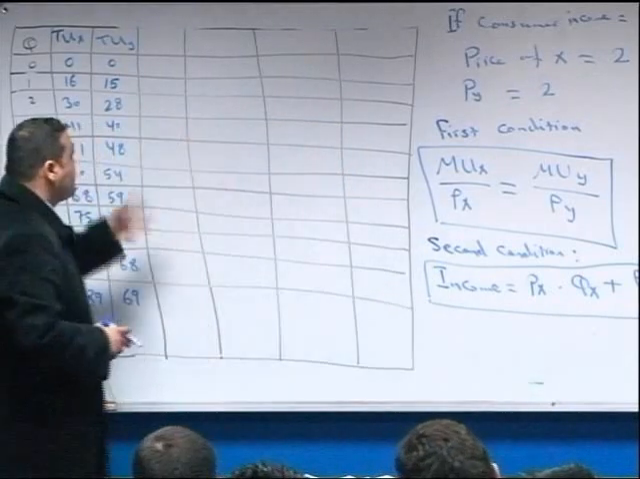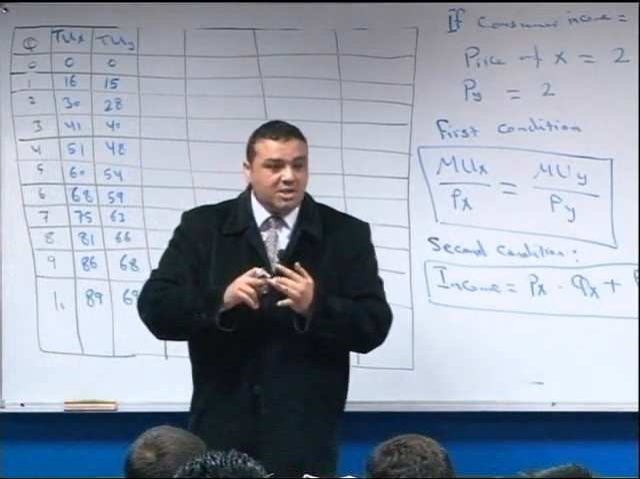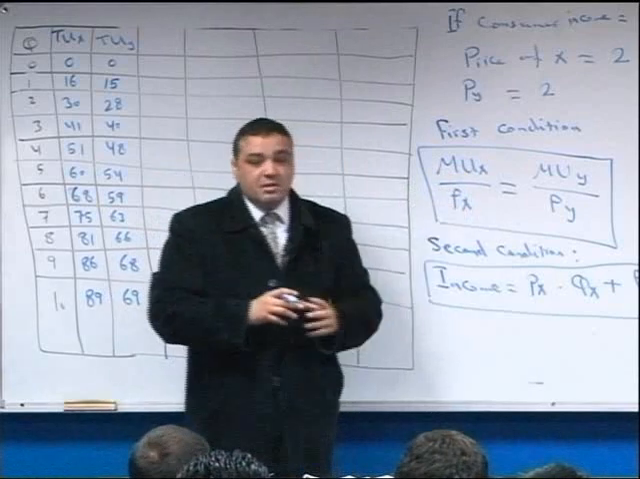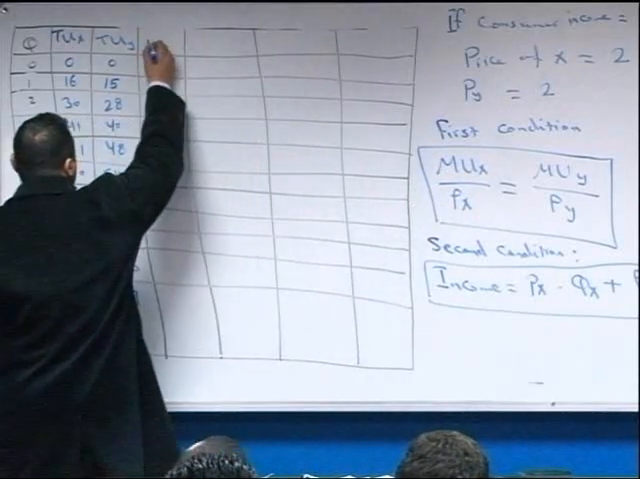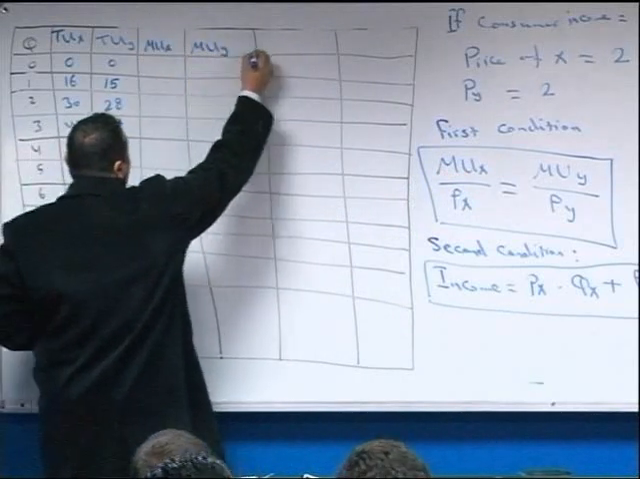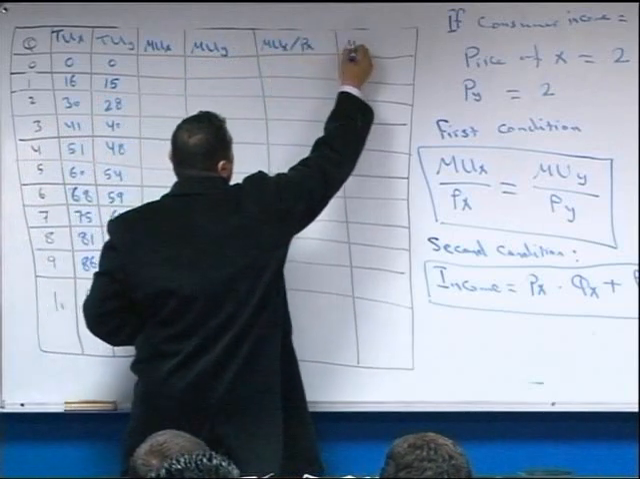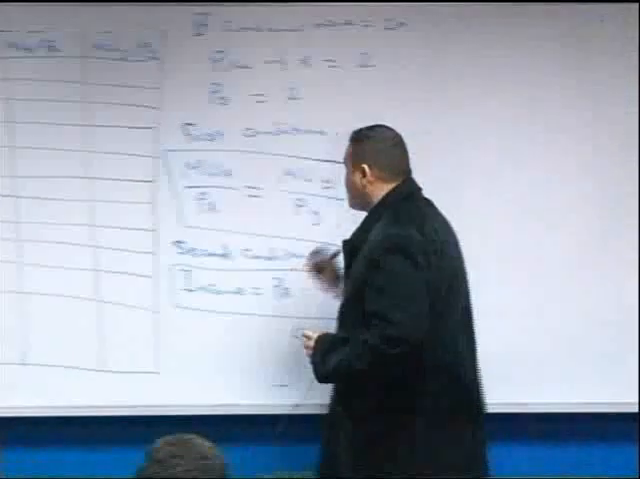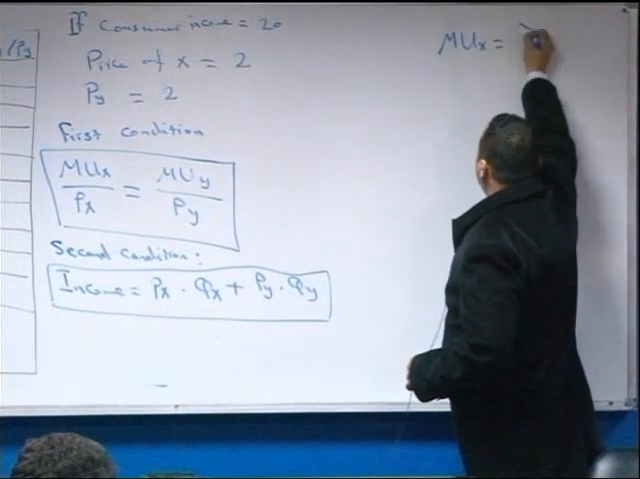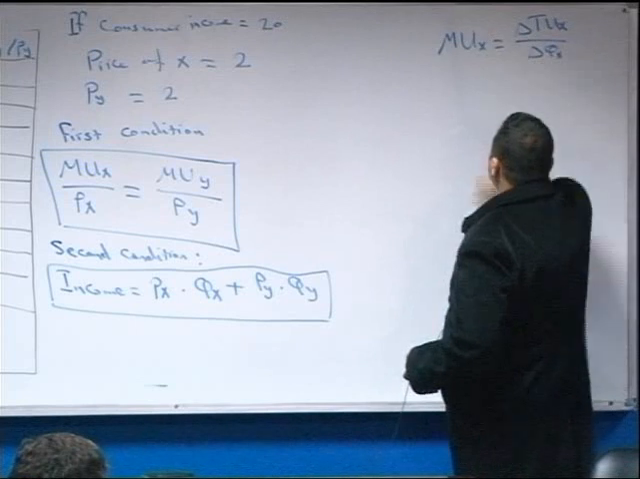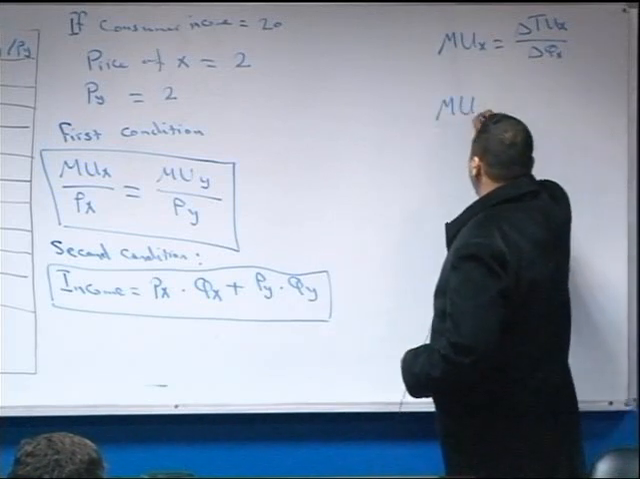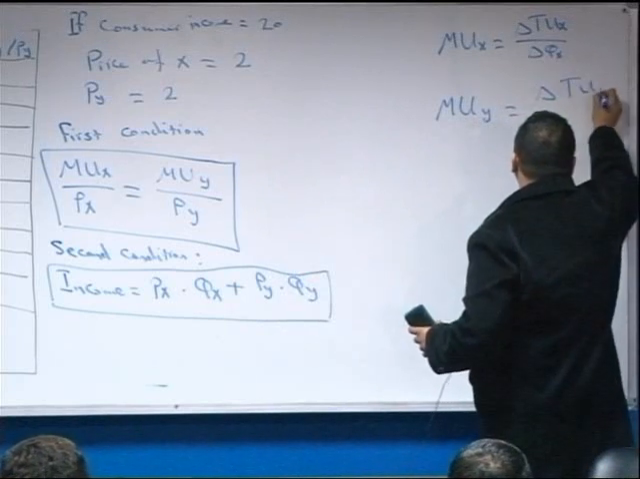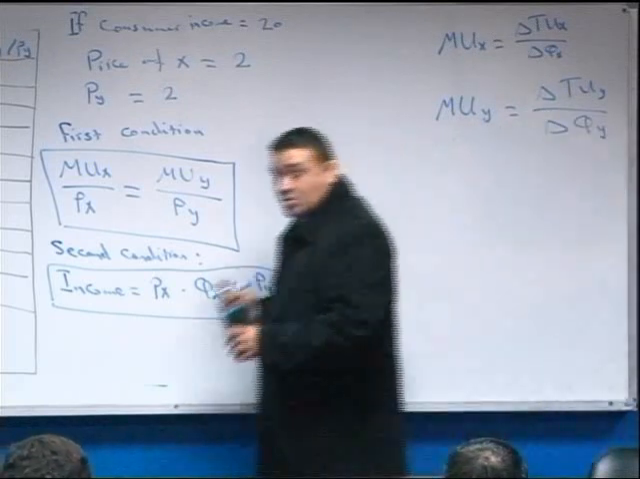To start answering this question, we have to calculate the marginal utility of X, the marginal utility of Y, MUX over PX, MUY over PY, and determine where the first condition is achieved, right? As you know, the marginal utility of X, MUX, equals delta TU X over delta Q of X, and the marginal utility of Y equals delta TU of Y, the change in total utility of Y, over delta Q of Y, right?